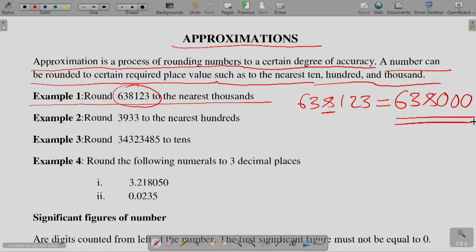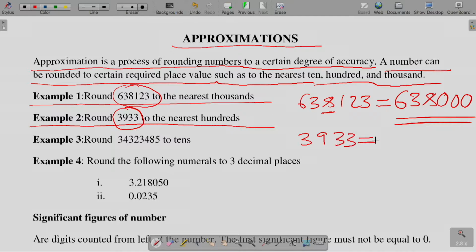Also, let's do example number 2, where we are required to round this number to the nearest hundred. We have 3933. If you want to round this number to the nearest hundred, where is the place value for hundreds? Its position will be here. So the answer will be 3900.